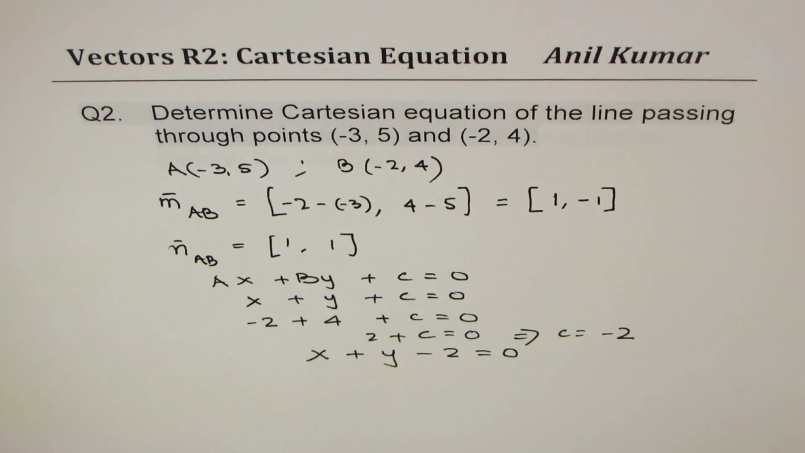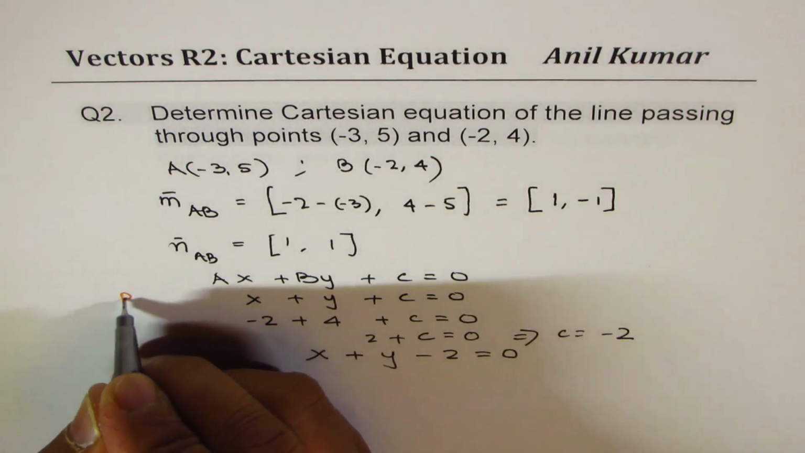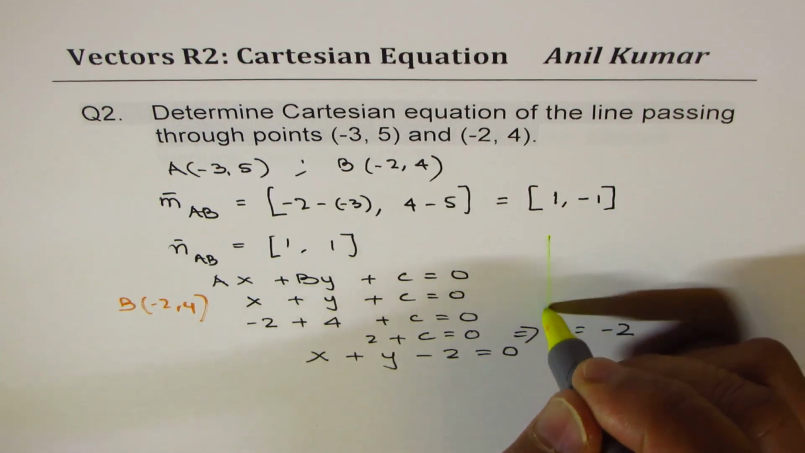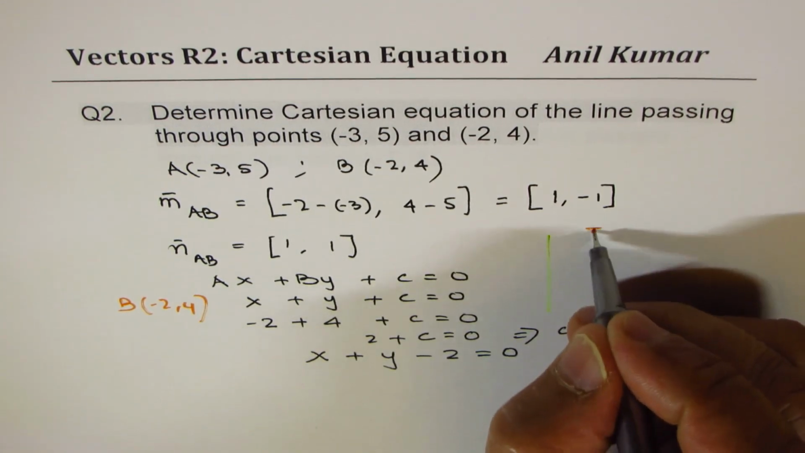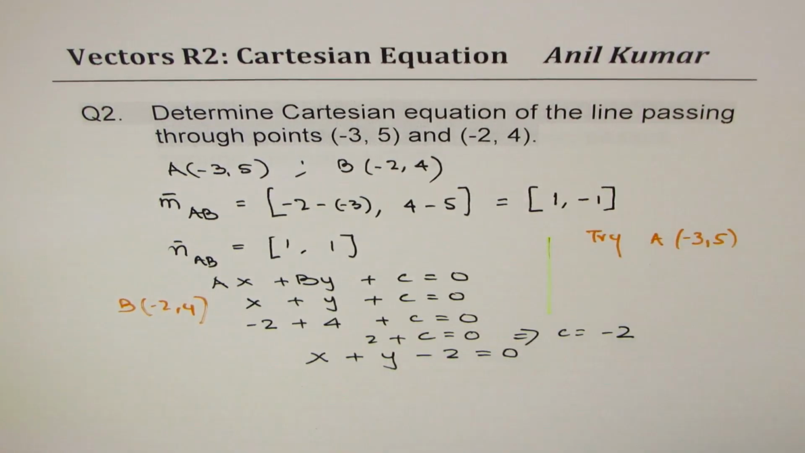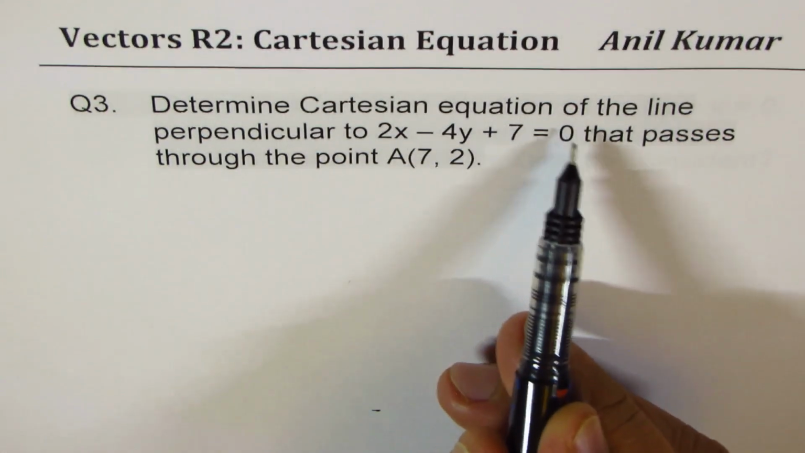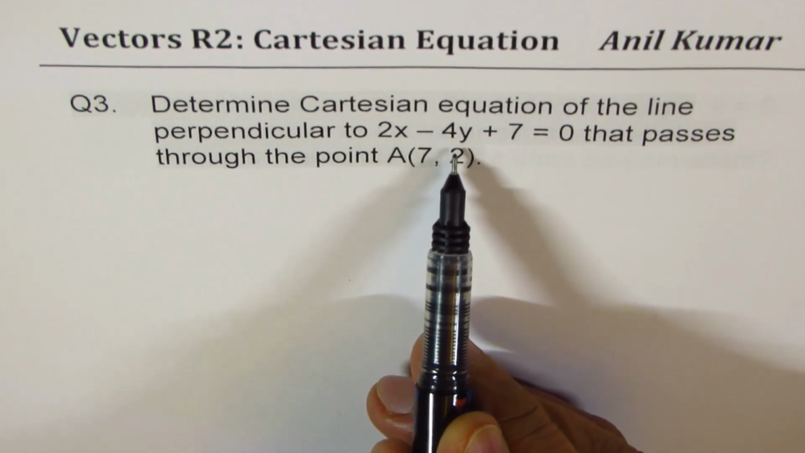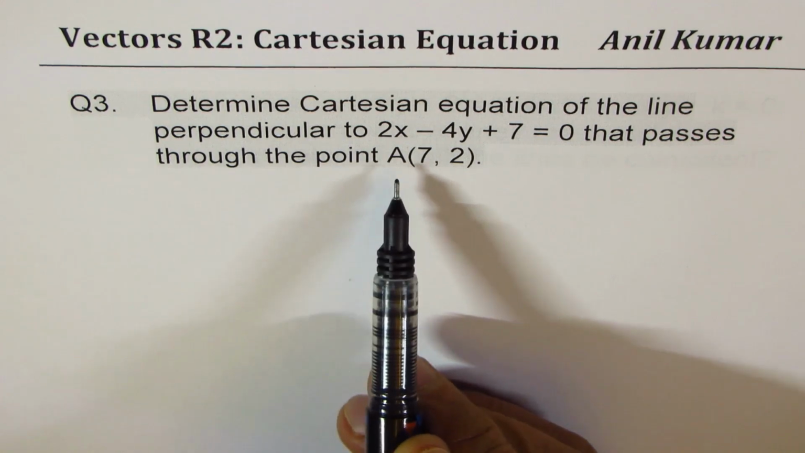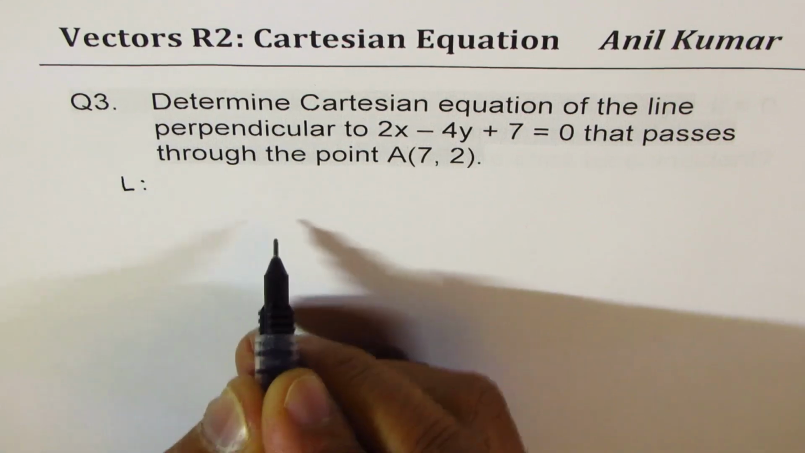So that is how you will get it. You can substitute the other point. So what we did here was we used the point B, which is minus 2, 4, correct? What you can do is try it out. So what we're saying is try with A, which is minus 3, 5, and see if you get the same result. Right? Here is question number 3. Determine the Cartesian equation of a line perpendicular to 2x minus 4y plus 7 equals to 0 that passes through the point A, which is 7, 2. You can always pause the video and then try out the question.